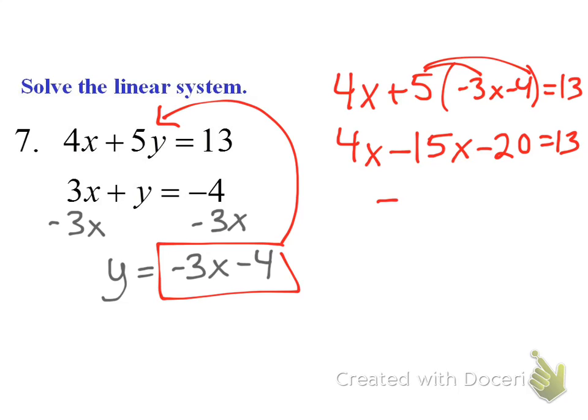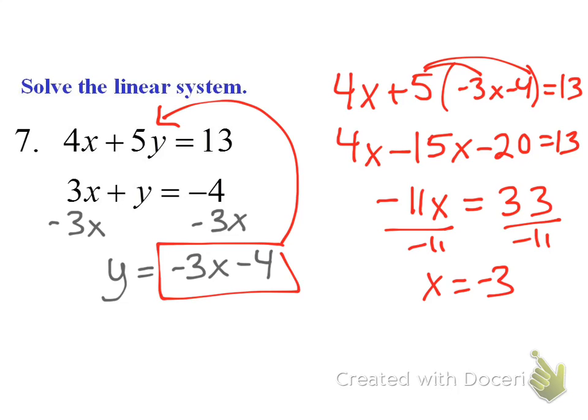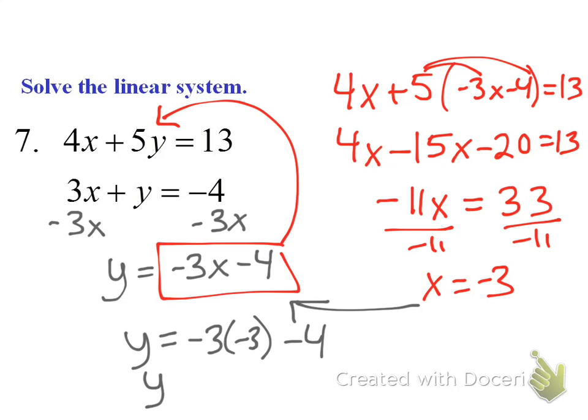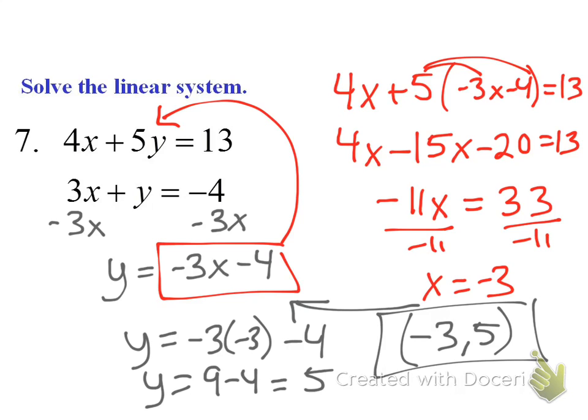So it's going to be negative 11x equals 33. So x is negative 3. We can find y by plugging it back in right over here. So y equals negative 3 times negative 3 minus 4. 9 minus 4 is 5. So I think it's negative 3, 5, but let's plug it in and check to see if it works.